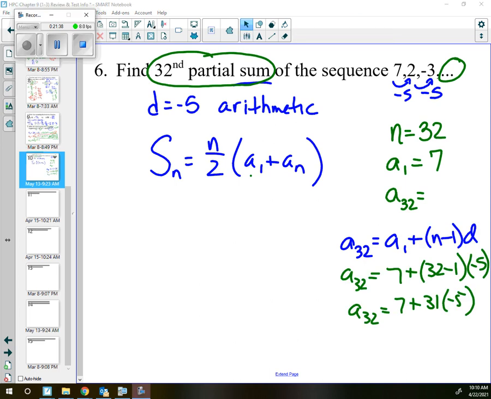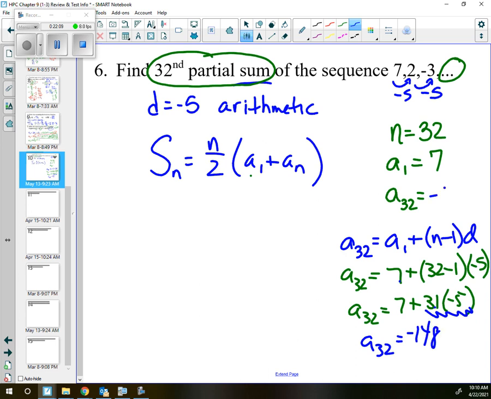All right, so just to remind you here, the an formula for arithmetic is a1 plus n minus 1 times d. So 7 is my first term, 32 minus 1 is 31 of these -5. So remember what the nth term formula does for you, it calculates all of those differences at once. So I'm going to do all 31 of those -5s that I need to get to term 32, because every time I move to the next term, I'm subtracting 5 again. It's always one less because you never need that difference for the first term. So we just do that calculation. Hopefully you got -148.